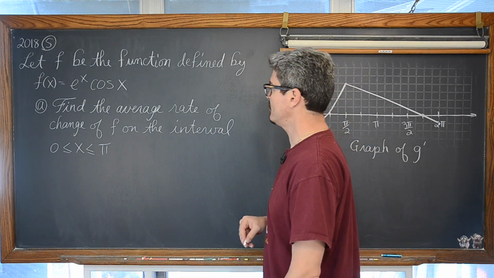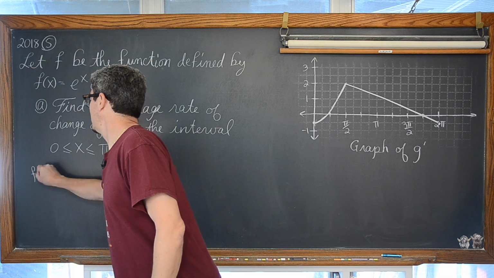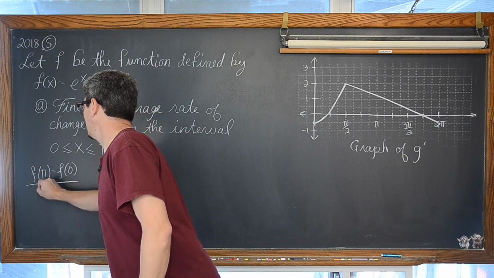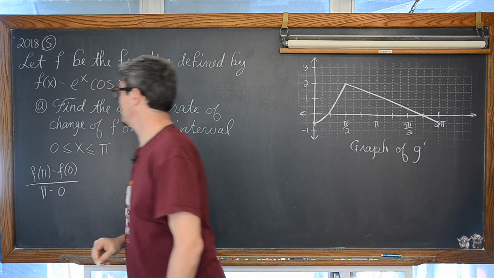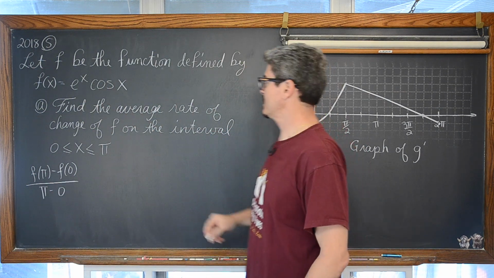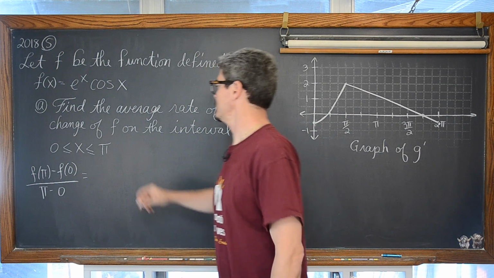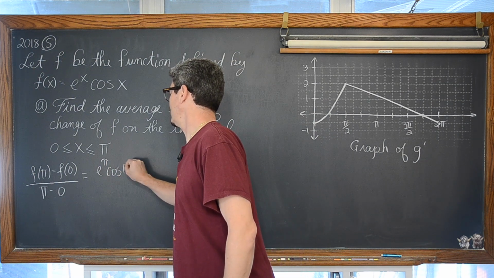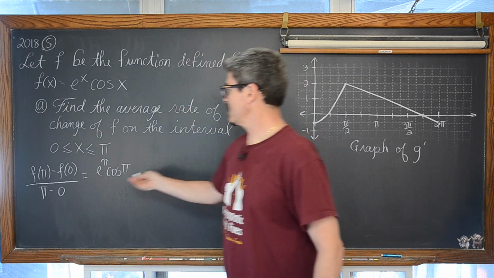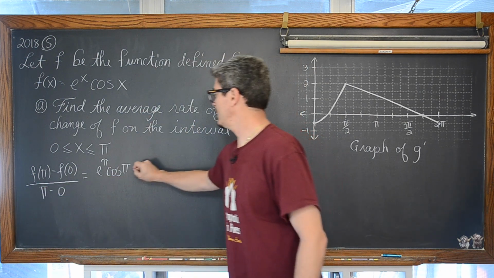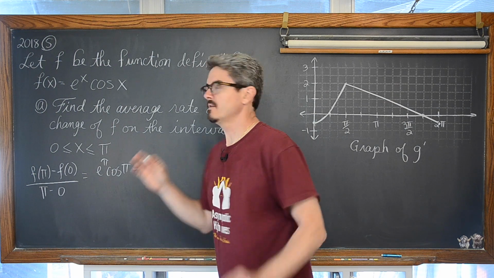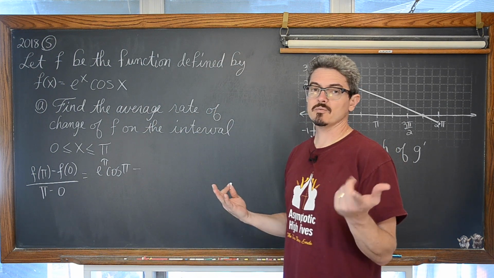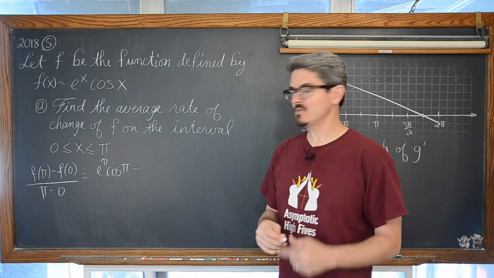So we are going to figure out what f of pi minus f of 0 over pi minus 0 is equal to. And that is going to be equal to e to the pi times the cosine of pi. That takes care of the f of pi minus f of 0. Now don't be quick to think that this is just going to be 0, of course. The cosine of 0 may not be 0, it's not, and nor is e to the 0 power.